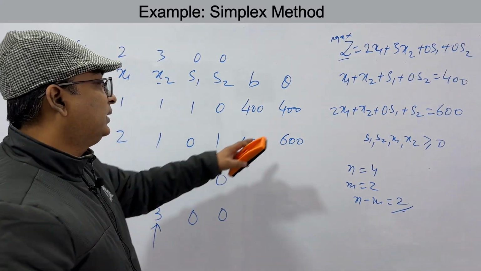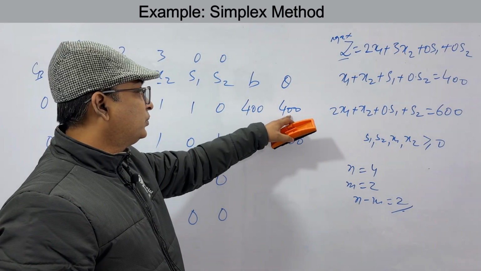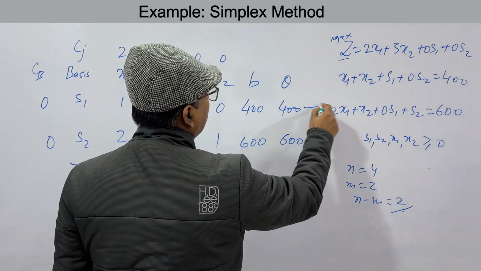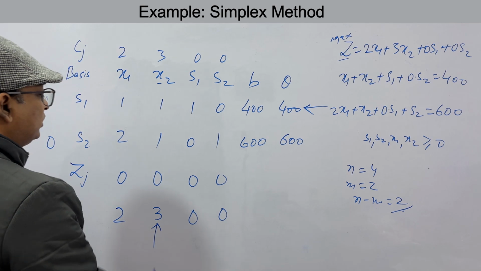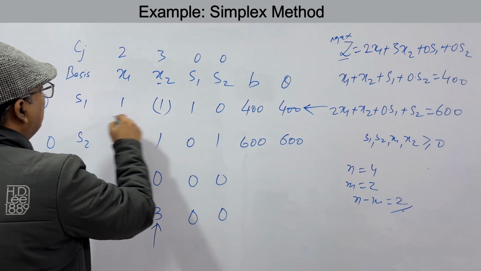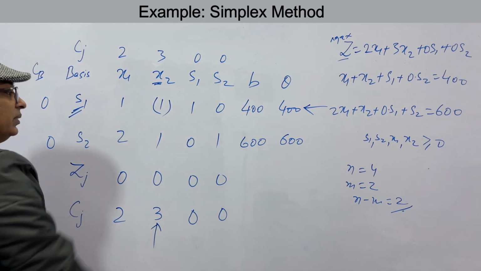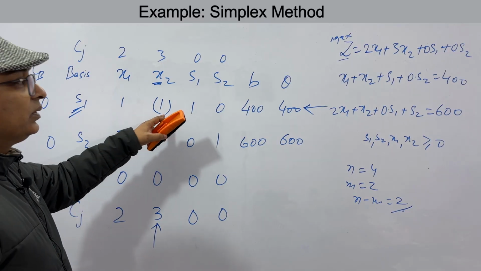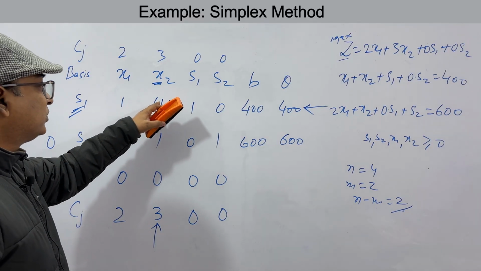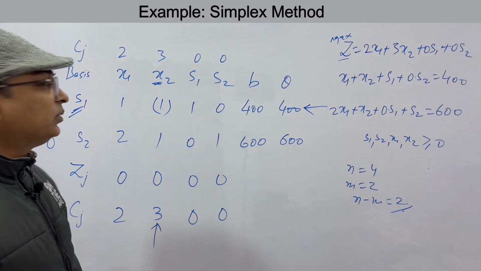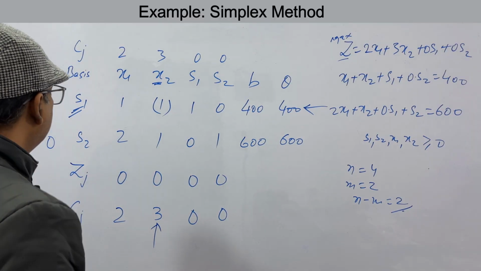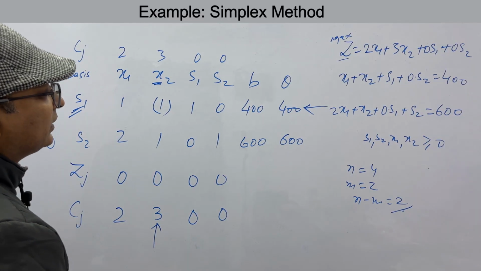So what do we take? We take the least positive ratio. 400 is the least positive ratio, so this will be our key row. This is the key column, this is the key row, and this will be the key element. This is the outgoing variable and this is the incoming variable. Because it is 1, we don't need to normalize it. How do we normalize? If this was 2, then we would have divided throughout by 2. Since it is 1, we don't have to do anything. So the first step is over.